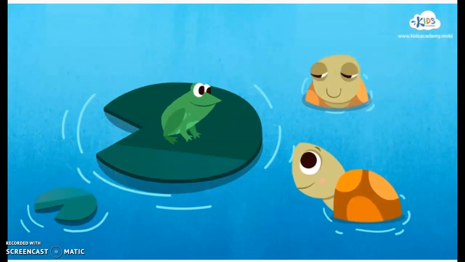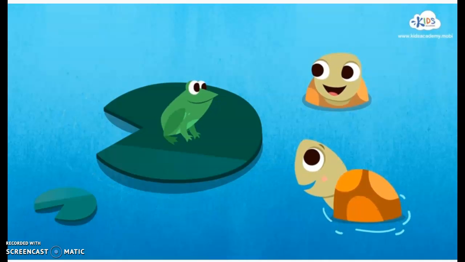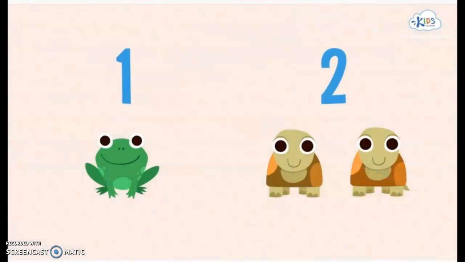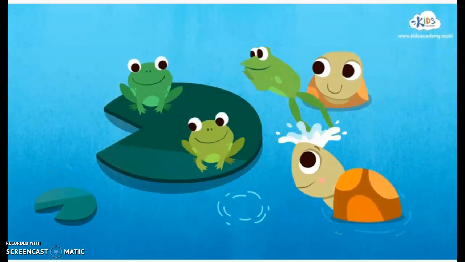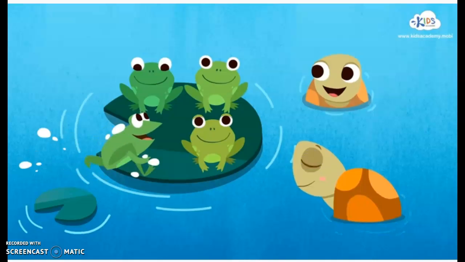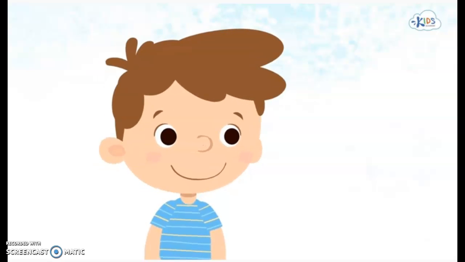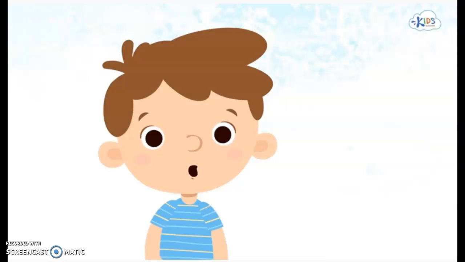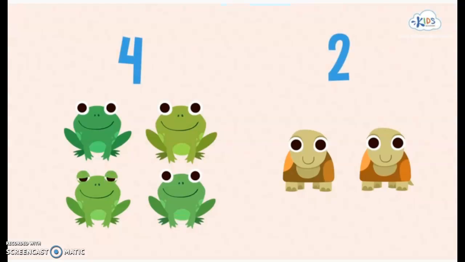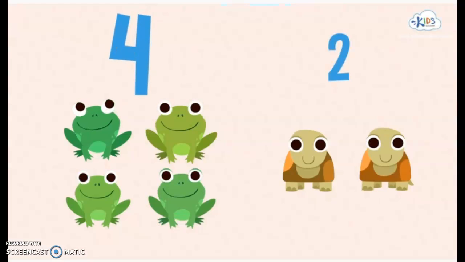Number 2 is not the smallest. Number 1 is smaller. There's 1 frog, and there are 2 turtles. They have more fun than the lonely frog. The frog wasn't bored for long. Now there's a whole crowd of frogs here. Right. Now there are more frogs than turtles in the stream. Because there are 4 frogs and only 2 turtles, number 4 is larger than number 2.